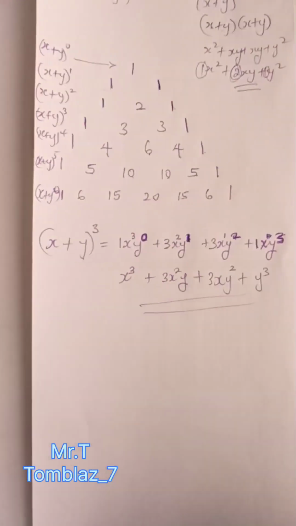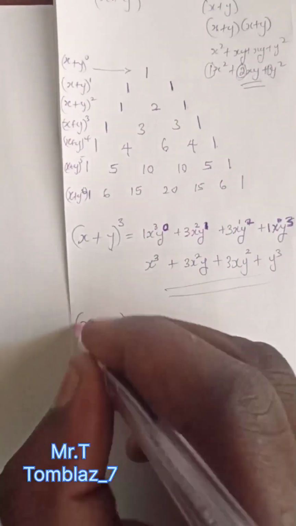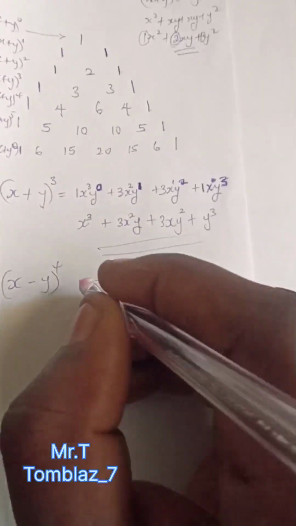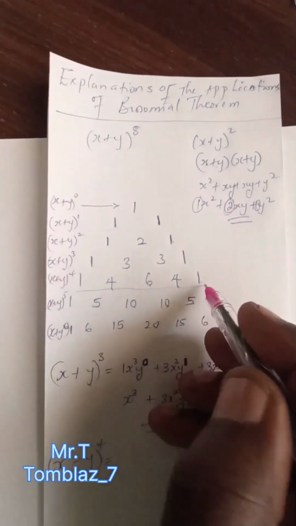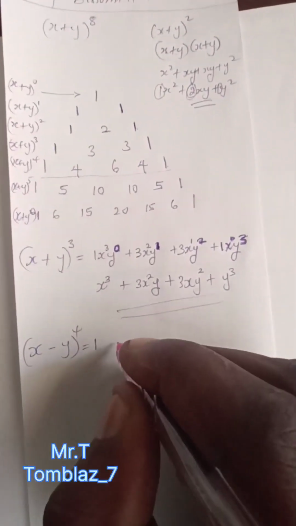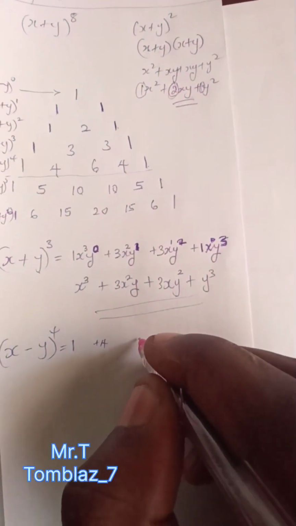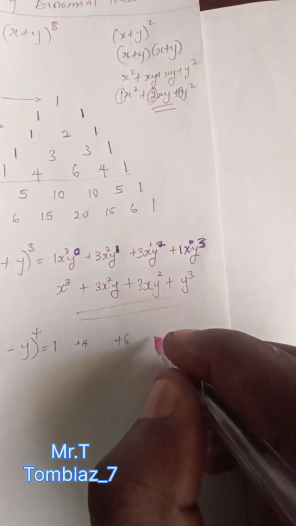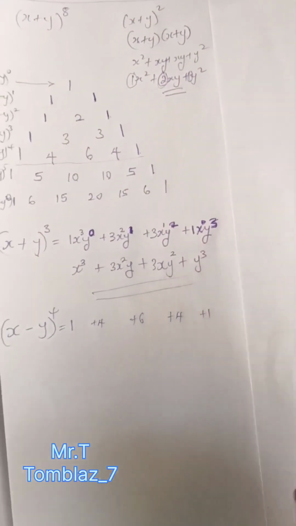Okay, let's give us another example. Let's use x minus y raised to the power 4. Now let's write the coefficients from here. From here, we have 1 plus 4 plus 6 plus 4 and plus 1.